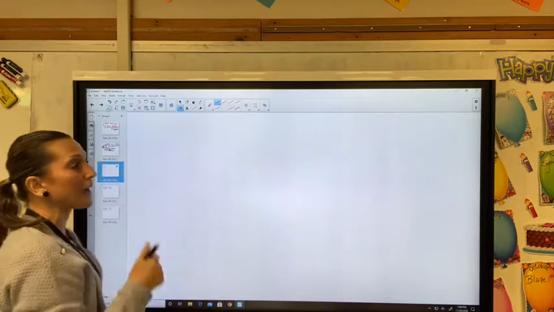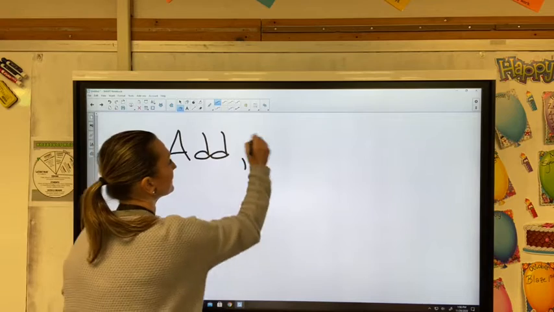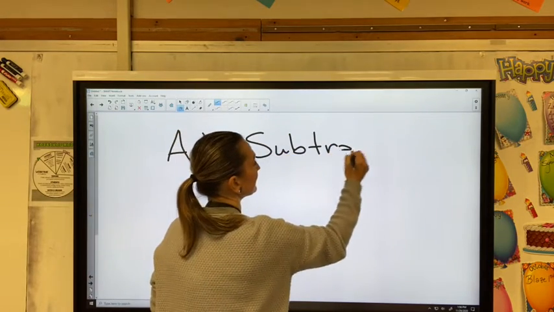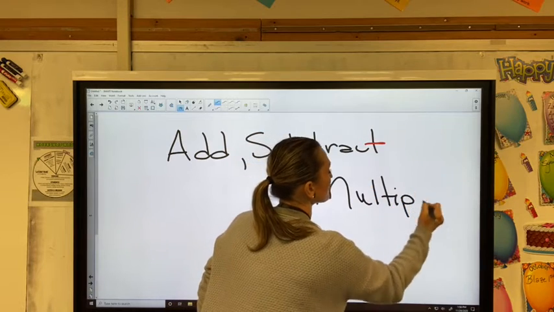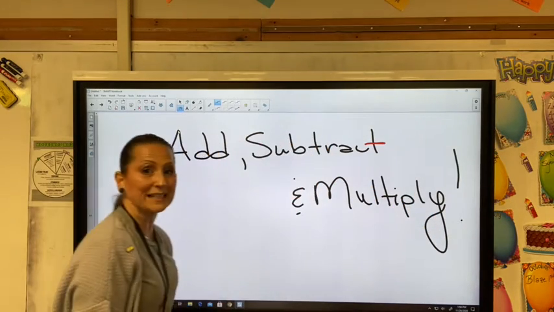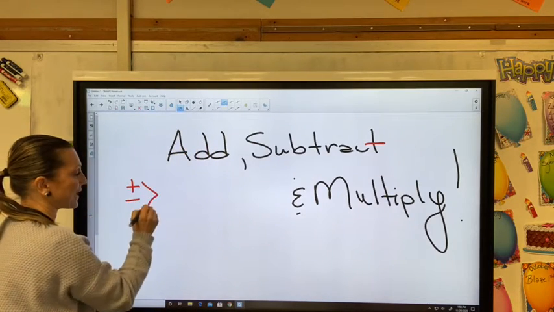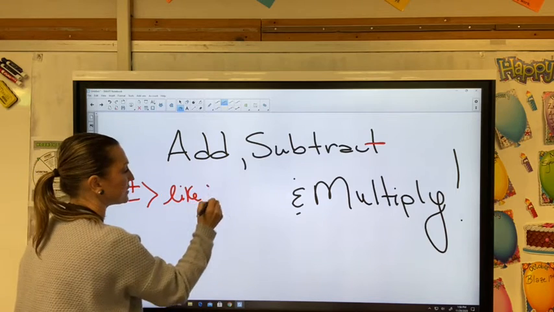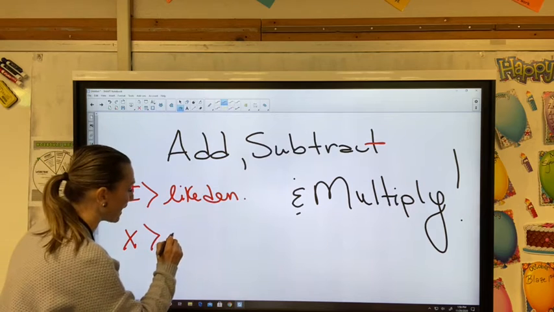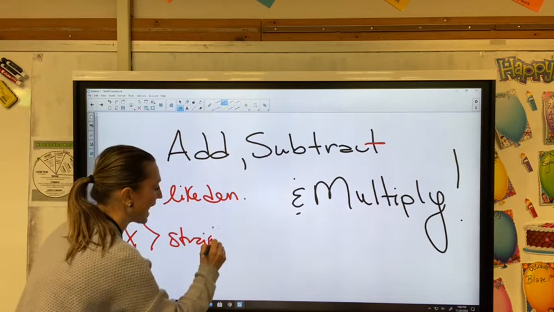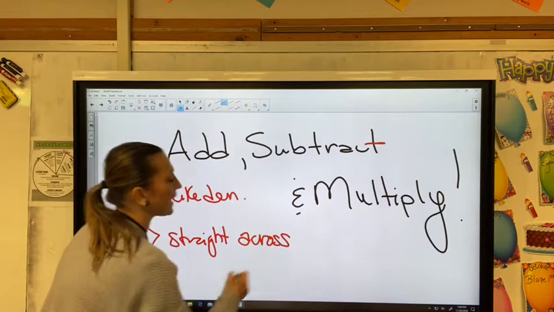But before I do that, I want to remind us of a couple other things. We cannot forget how to add, subtract, and multiply fractions. These are things, 6th graders, that are all prior knowledge that you have to keep with you. When you add and subtract fractions, you must have like denominators. And when you multiply fractions, 6th graders, you just multiply straight across. You do not need like denominators.